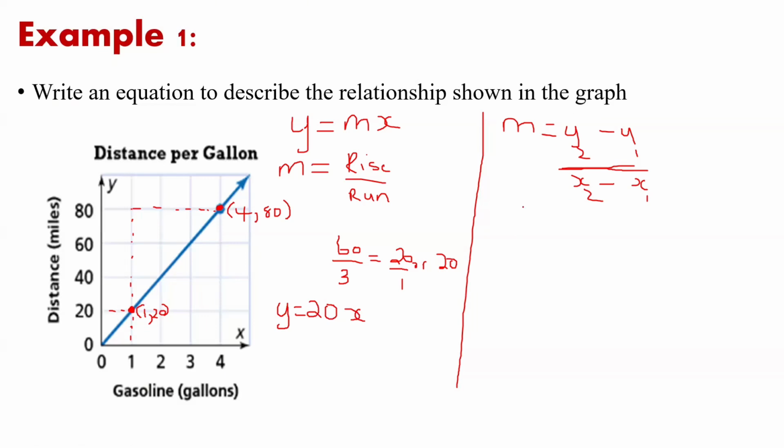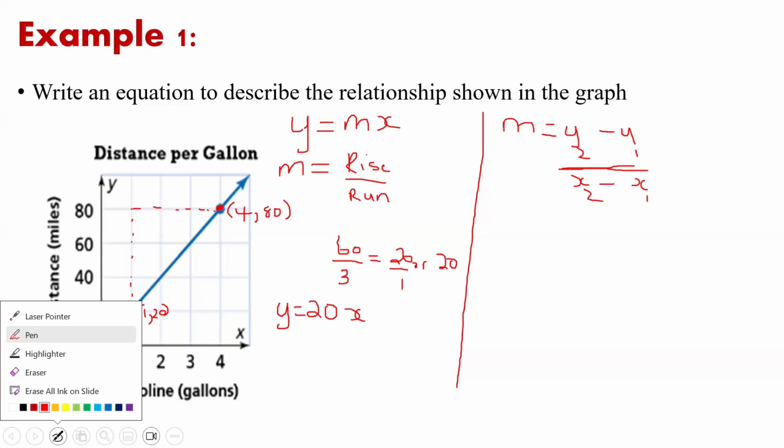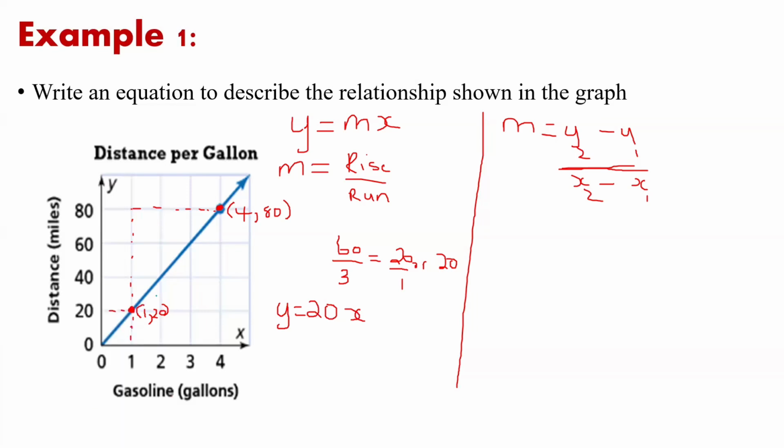Now to use this slope formula, I need to know which one of these values is my y2, y1, x2, x1. So let me just label those. So this one, I'm going to call this my y2. It doesn't really matter which x value is x2 or x1, or which y value is your y2, y1. All right. So if that is my y2, this is going to be my x2.